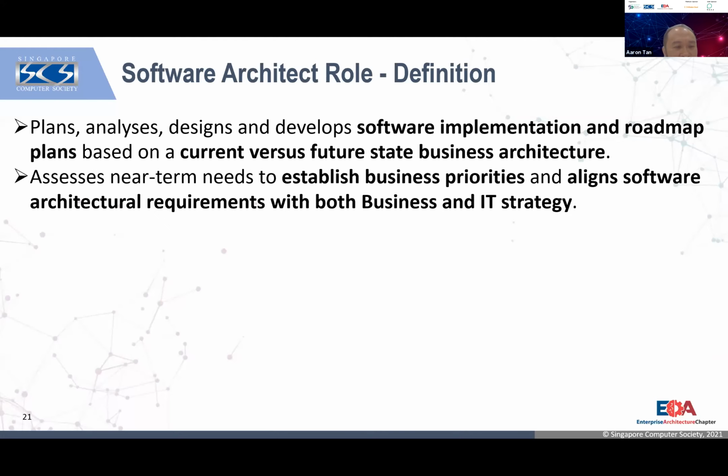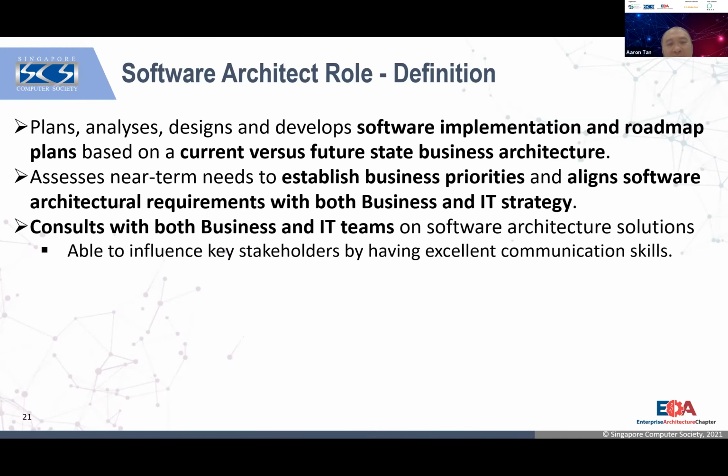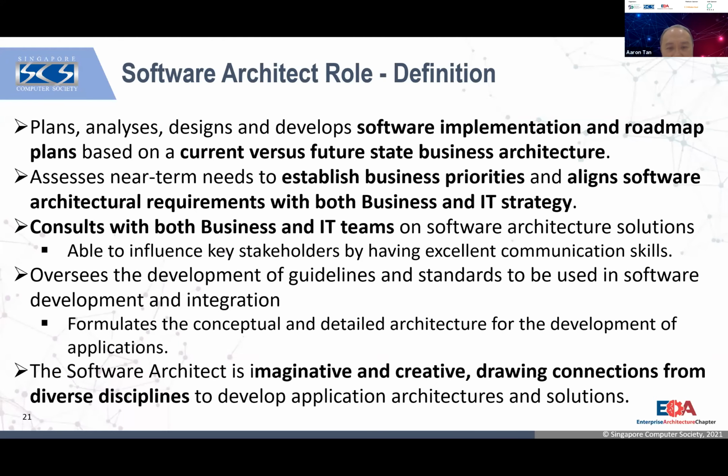Okay. And of course, we understand the business priority, aligning all our software integration architecture requirements with both business and IT strategy. And of course, we work closely with both business and IT teams, especially with all the software engineers, system engineers, and also the solutioning team. The statement here is that a software architect is imaginative and creative, drawing connections from diverse disciplines. Yeah, because you need to connect or integrate multiple systems, so you need to have diverse disciplines, especially about the enterprise or organization that you are attached to.